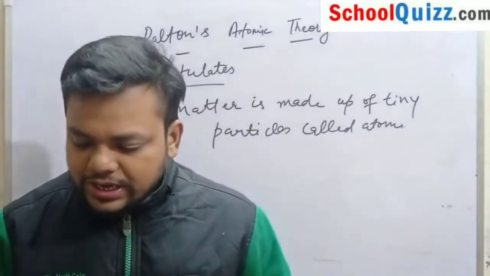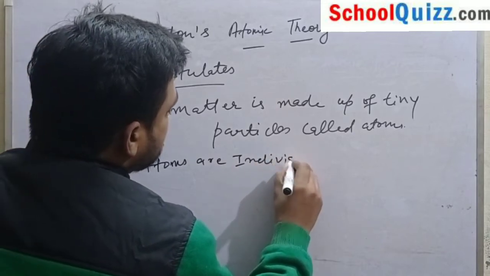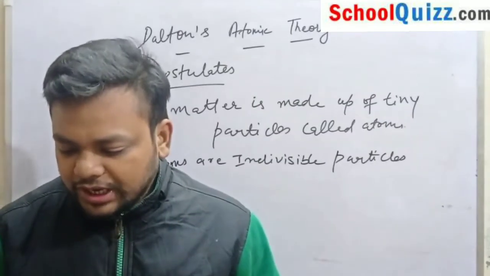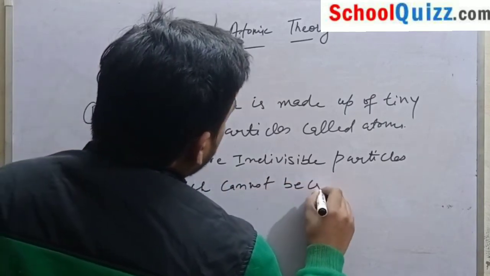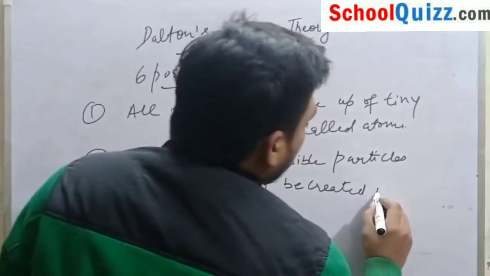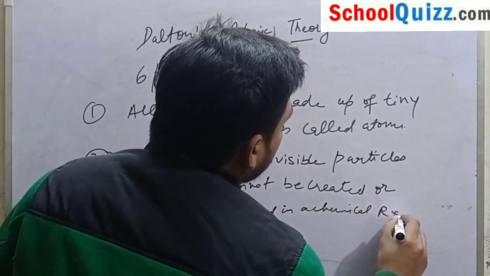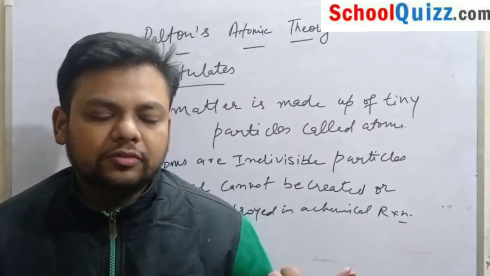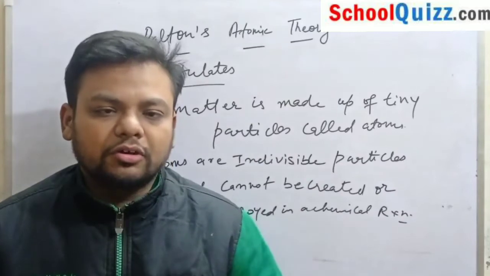Next postulate is atoms are indivisible particles. Atoms are indivisible particles which cannot be created or destroyed in a chemical reaction. Indivisible means which cannot be further divided. So atoms are indivisible particles which can neither be created nor destroyed in a chemical reaction.